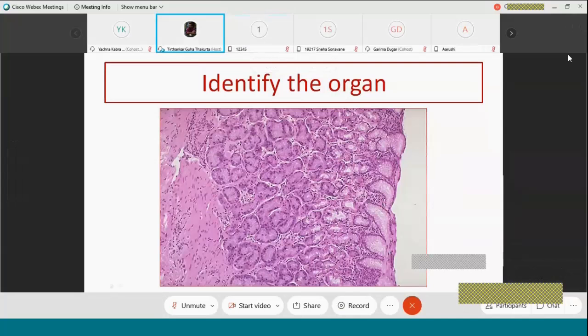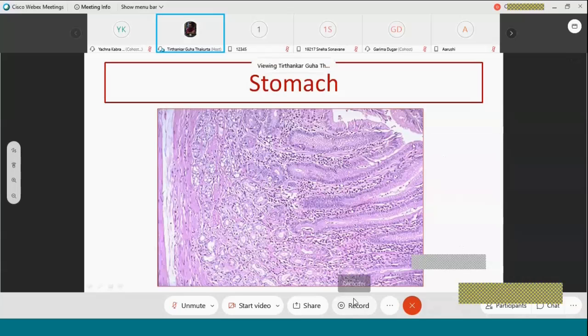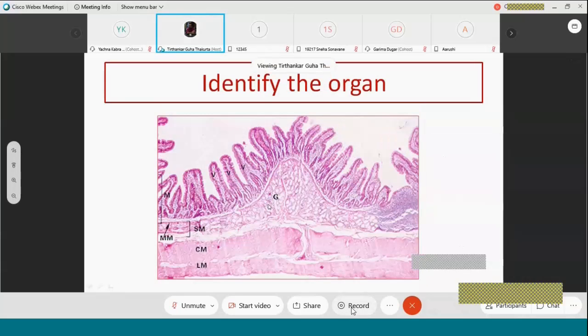As we go towards the antrum, the size of the gastric pit increases. It can partly confuse you, making you think that this may be the large intestine or small intestine. Don't get confused, because as you move the slide, you will see on one side these will disappear, on one side these will elongate. That means you are moving more towards the antral end, and it still remains the stomach. This is very easy. Identify the organ.